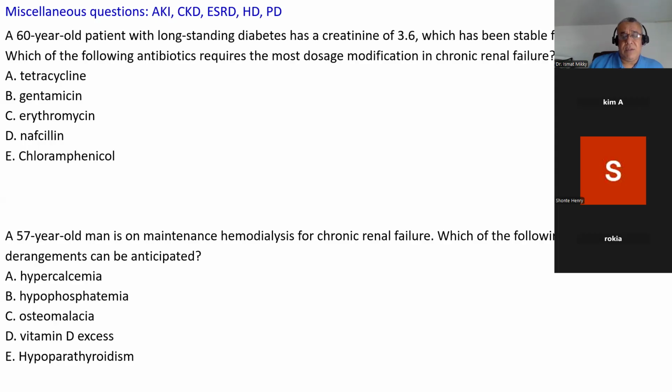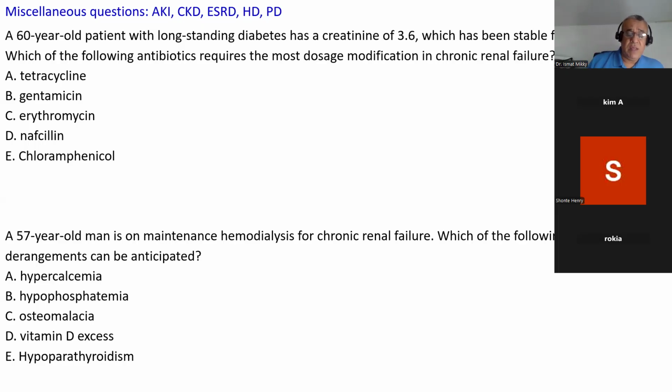So it's just a continuation from the previous case study. We said that the AV fistula needs 4 to 6 weeks to mature in terms of epithelialization, and become mature enough to be usable for dialysis.